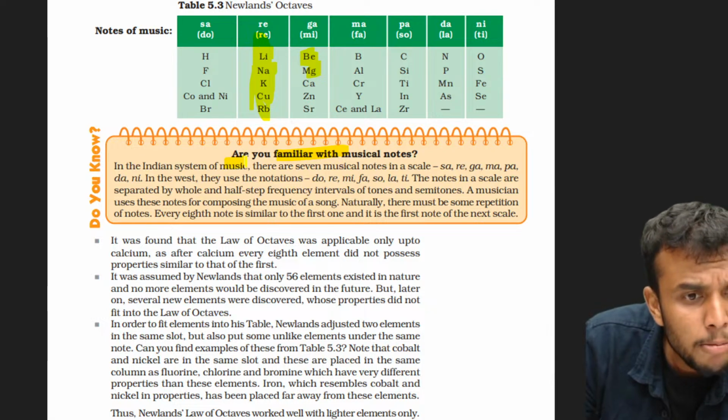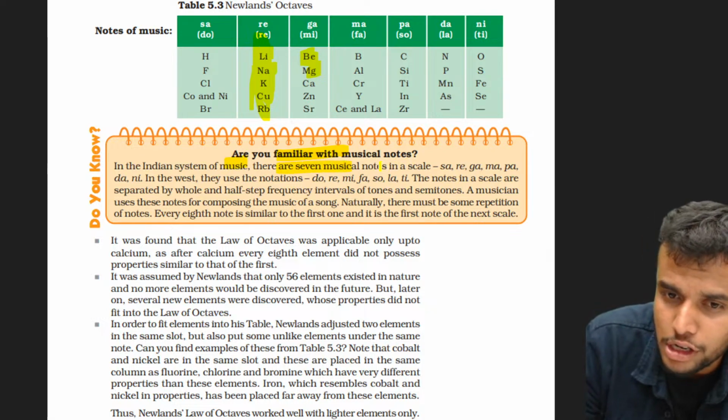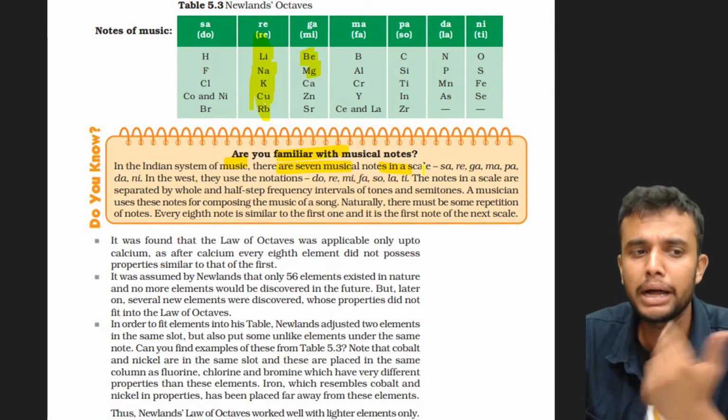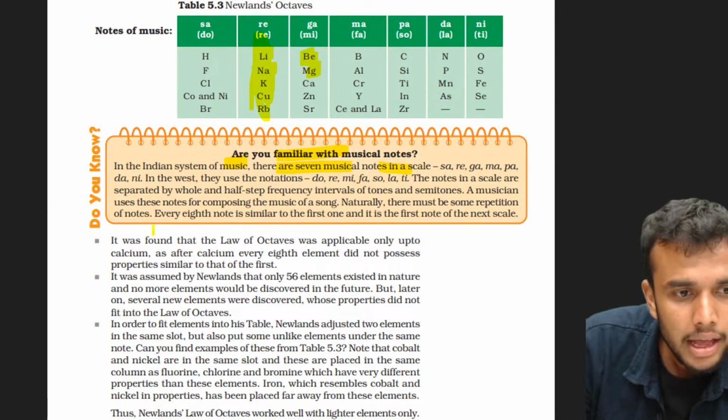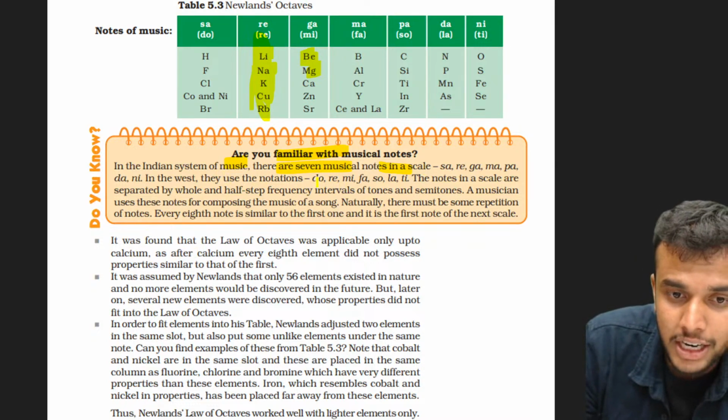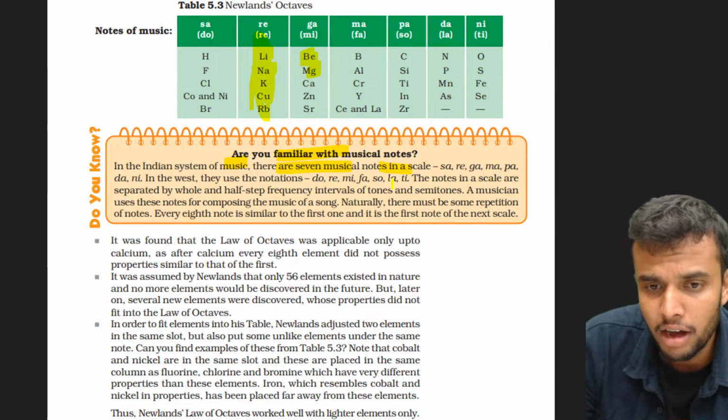In the Indian system of music, there are 7 musical notes. Yes, we know that: Sa, Re, Ga, Ma, Pa, Dha, Ni. Right, my dear students? In the West, there is notation: Do, Re, Mi, Fa, Sol, La, Ti.